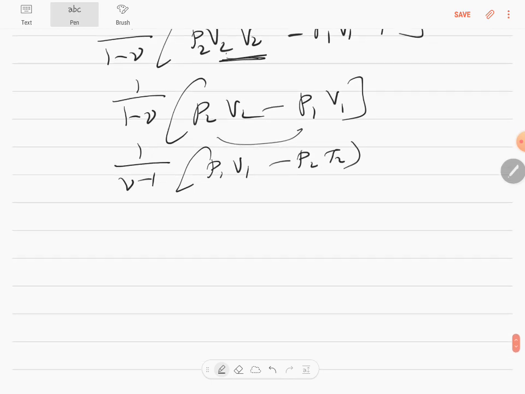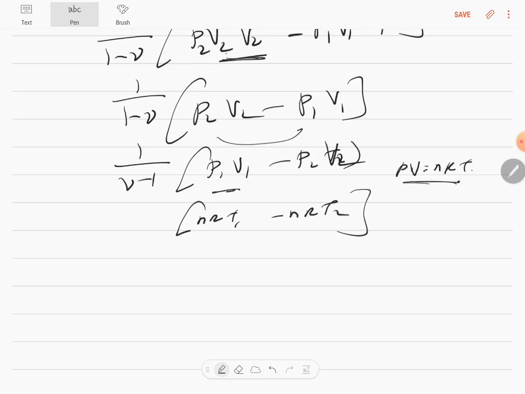And you should know that PV is generally equal to nRT. So you can write this as nRT1 minus nRT2. Here alone we are using the general equation; we are not using PV to the power gamma. So then it's 1 by gamma minus 1, and nR can be taken out common: nR by gamma minus 1 into T1 minus T2. These are all the various ways in which you can work on this.